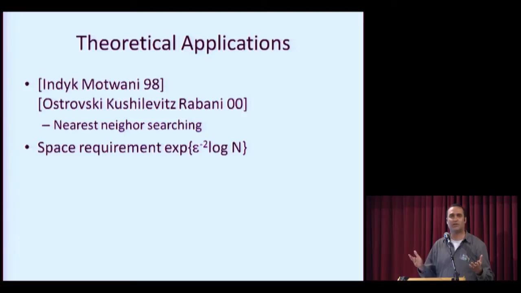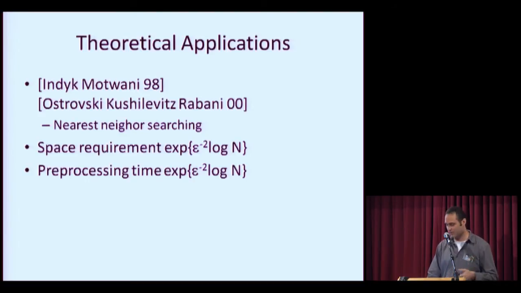So you have the number of points is large N, big N. The space requirement for these papers, the pre-processing space that you need, is exponent of log N times epsilon to the minus 2. So it's polynomial in N if epsilon is fixed. That's why I call it a theoretical application. It's not really something you would do if epsilon is 1 over 100, okay? Pre-processing time is also similar to that.